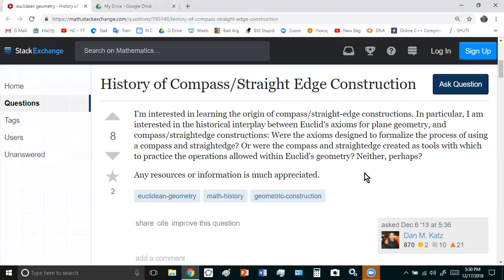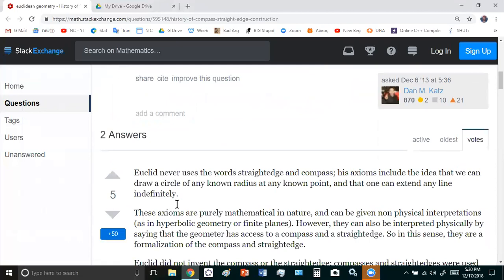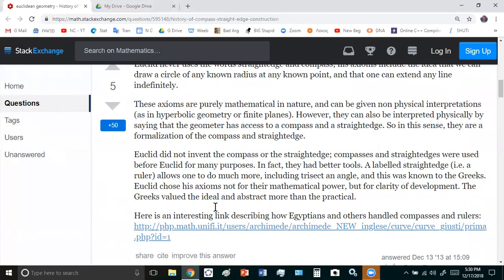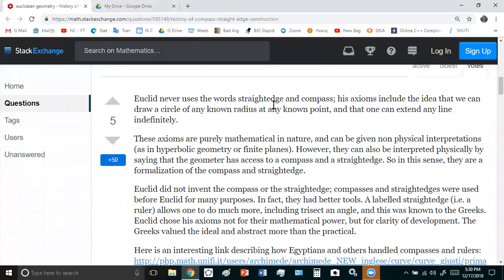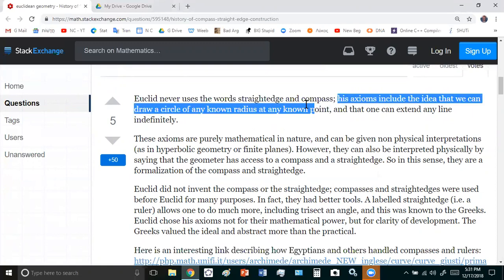Okay, before I actually answer those questions, I want you to see the answer that was given first. The answer that was given is this: Euclid never uses the words straight edge and compass. Well, that's pretty obvious. And then it says his axioms include the idea that we can draw a circle of any known radius at any point. That's false. There are no axioms in Euclid's Elements, okay? And the circle is derived systematically and perfectly from the very first geometric object, which is the point, right?